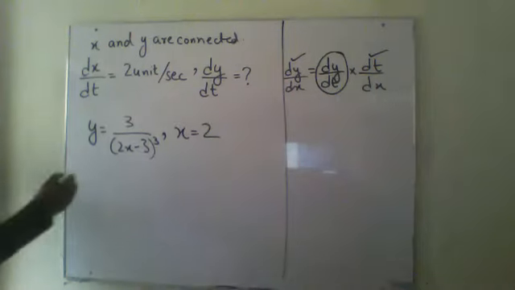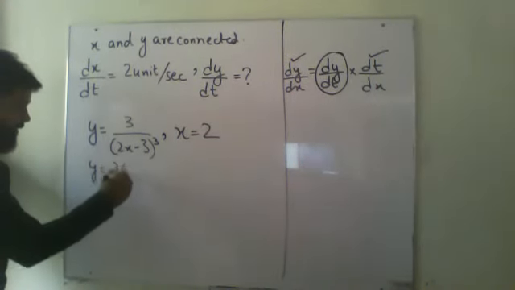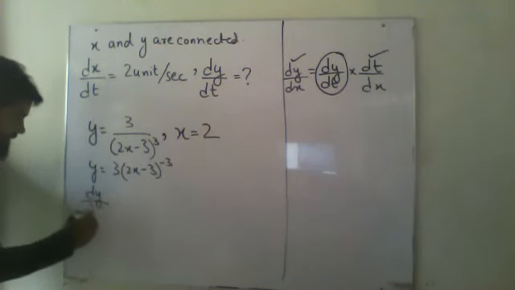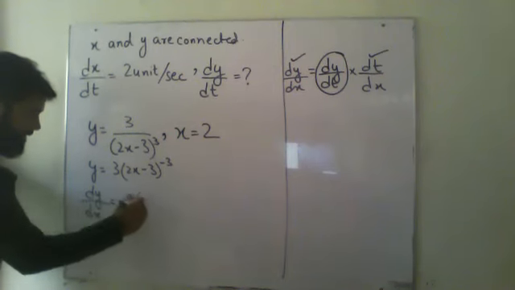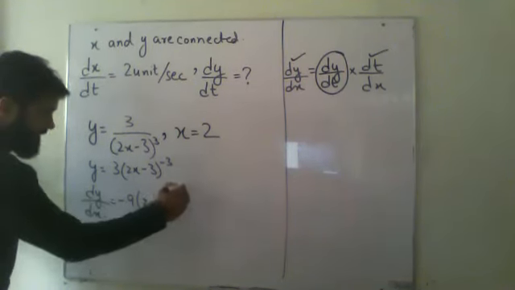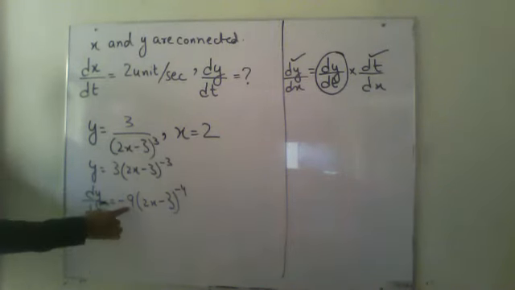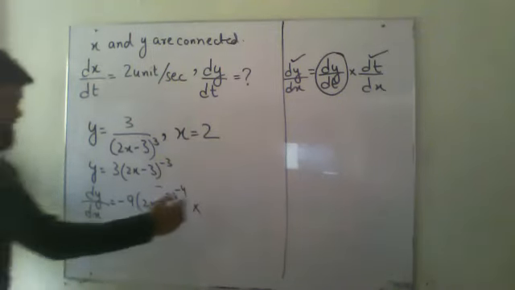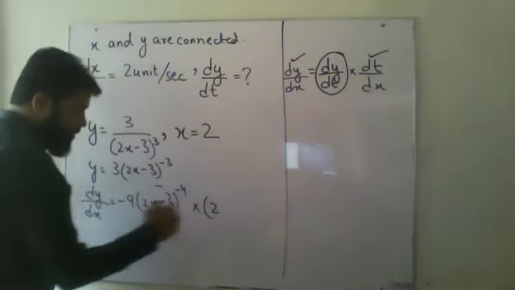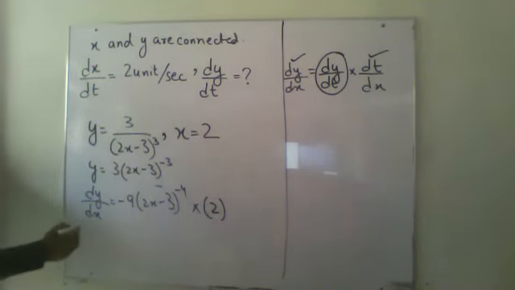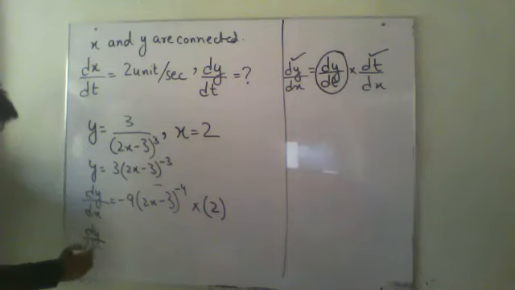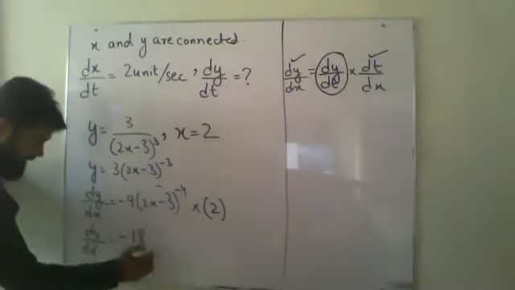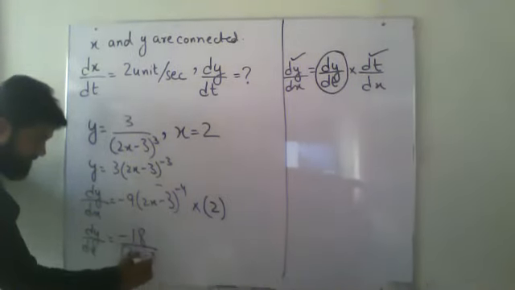So y equals 3 (2x minus 3) to the power minus 3, dy over dx. This will become minus 9 (2x minus 3) to the power minus 4. Minus 3 multiplied by 3 will be minus 9. Power is reduced by 1, and differentiation of the inside bracket, 2x, will become 2 and this will become 0. Simplifying it, dy over dx equals minus 18 over (2x minus 3) to the power 4.